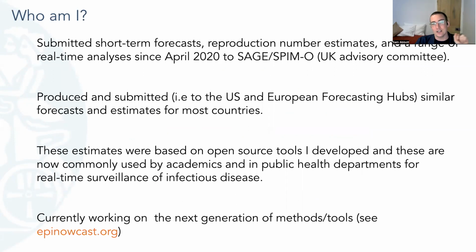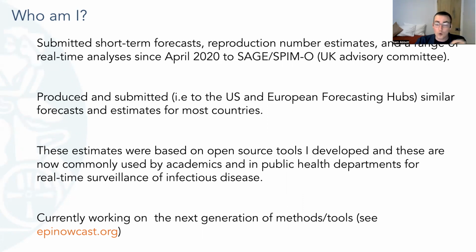So who am I in particular for this work? Since 2020, I've been submitting short-term forecasts and reproduction estimates to SAGE SPI-M-O, which is a UK advisory body. They were used by policymakers to inform the UK pandemic response. I also produced and submitted similar forecasting estimates for most countries to the US and European forecasting hubs.